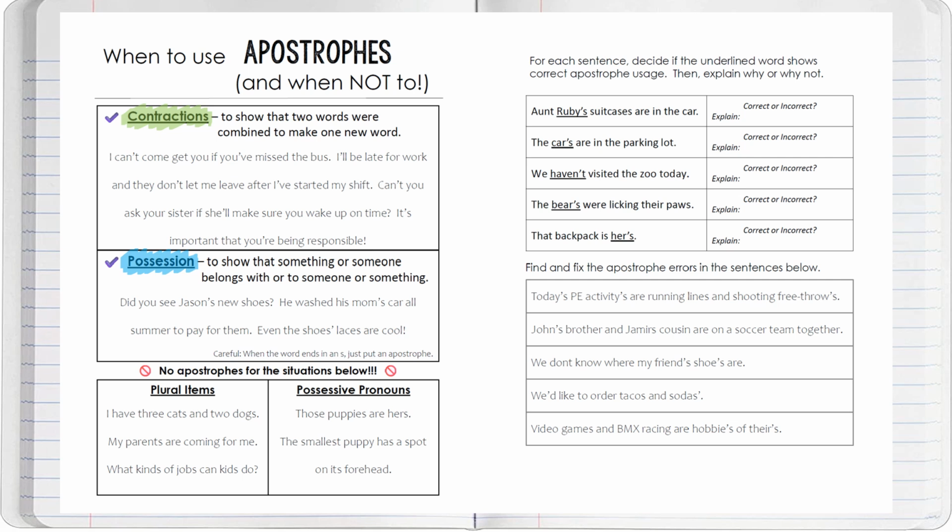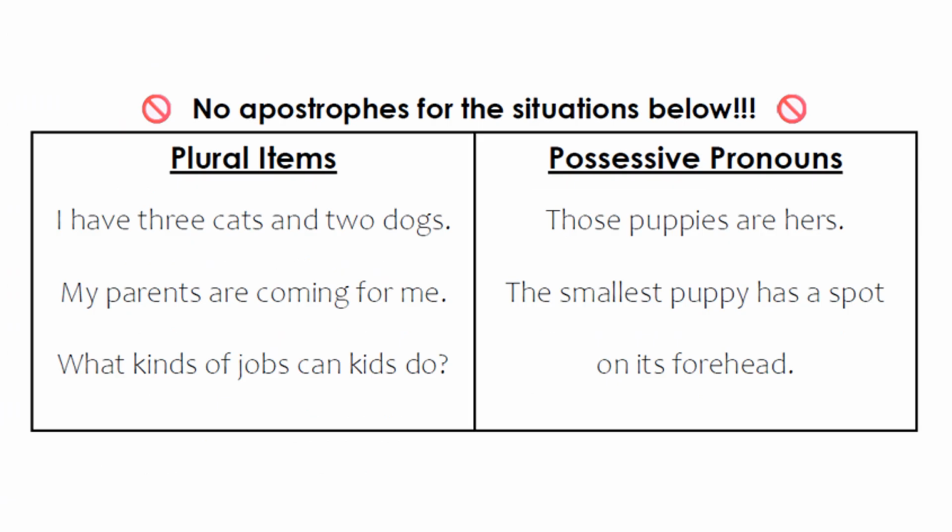But now we need to talk about this next category, times we don't use apostrophes. So we don't use apostrophes for some really important situations. Go ahead and grab your red. We're going to color code those things we don't do in red. The first thing we don't use apostrophes for are plural items. Plural just means more than one.